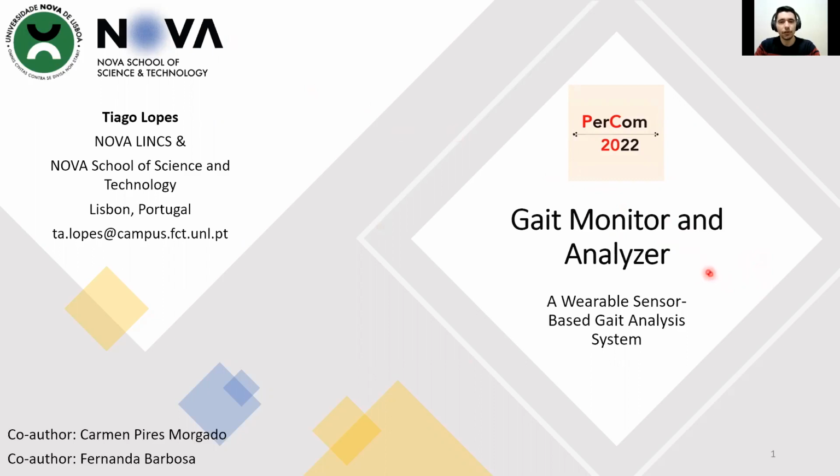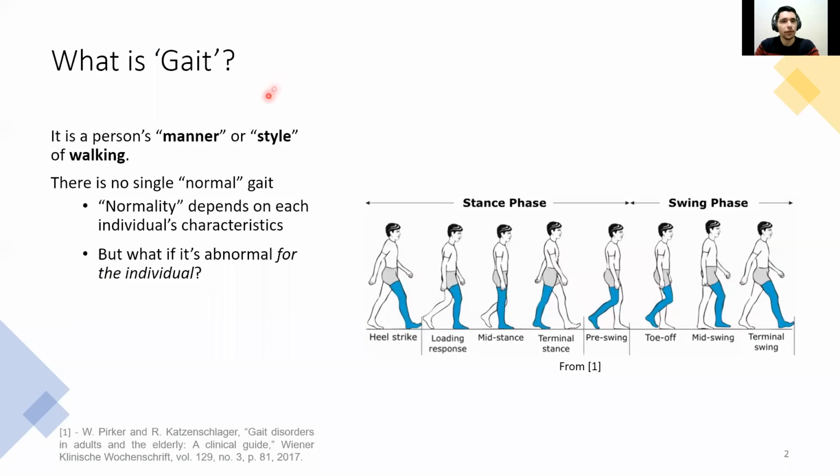Our paper is called Gait Monitor and Analyzer, a wearable sensor-based gait analysis system. So what is gait? Gait is simply a person's manner or style of walking. There is no single normal gait because normality depends on each person's characteristics. But what if the gait is abnormal for a person?